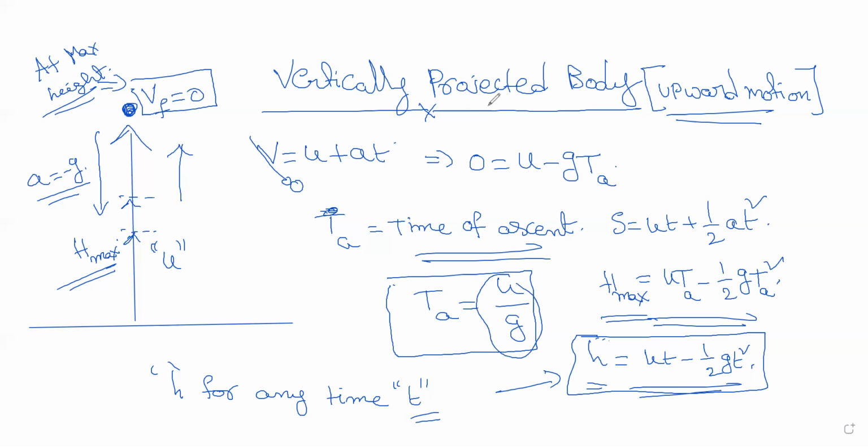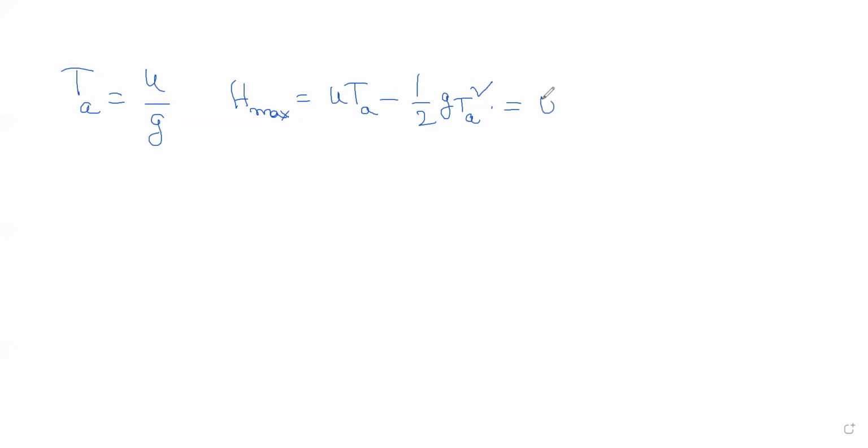Noted, sir. Very good. Now we have ta is equal to u by g. H max is equal to, what do we get? u ta minus half g ta square. ta is equal to u by g. Let's substitute. What do we get? u into u by g minus half g into u square by g square.